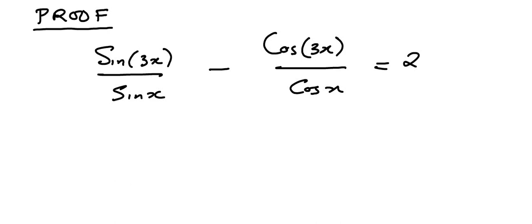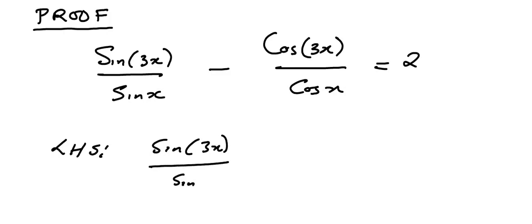Whenever you are given an identity, the best thing to do is to pick the complicated side, the side which has a lot of things, and reduce it to get the other side. So in this case, the part which has a lot of things is the left-hand side. So we are picking the left-hand side, which is simply sine 3x over sine x, minus cos 3x over cos x.